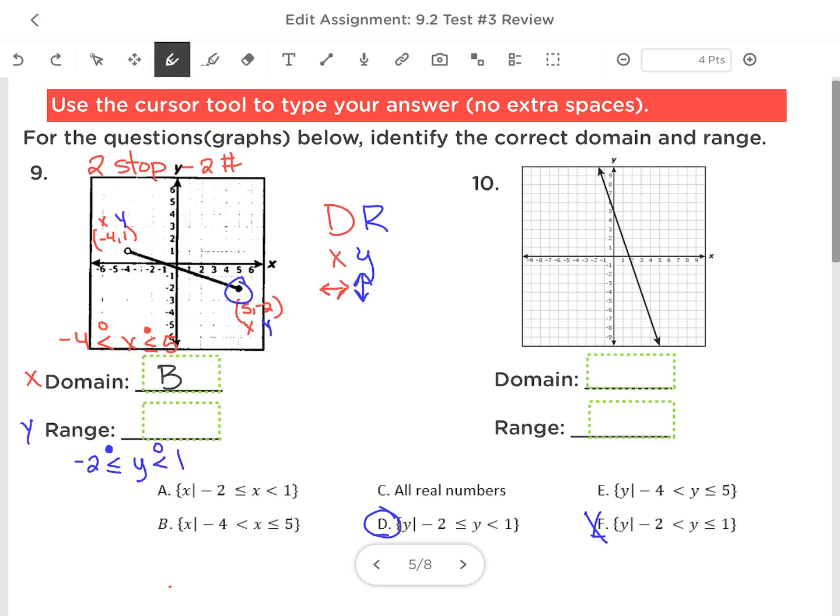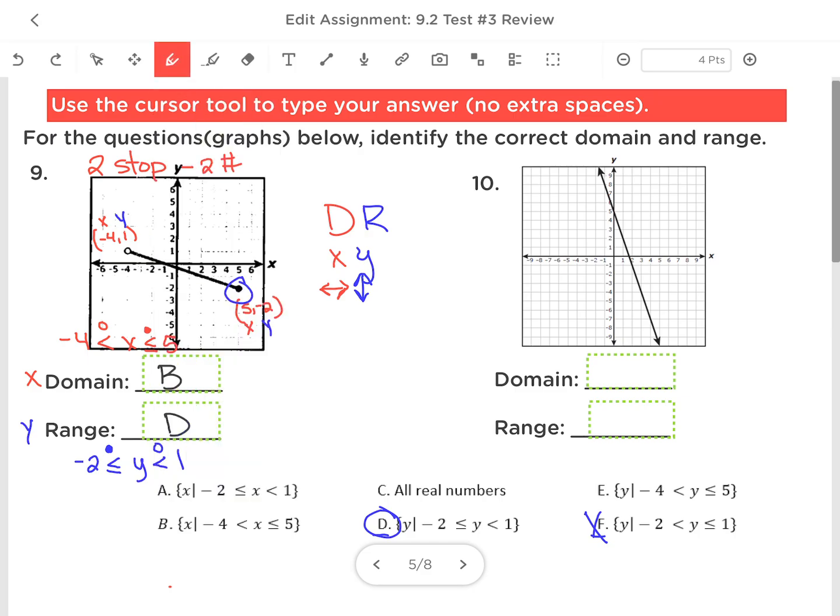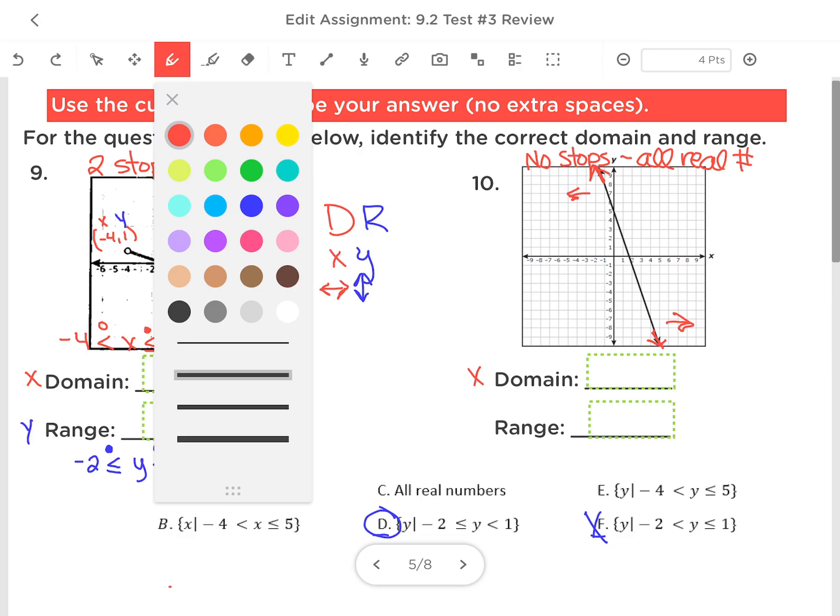Oops. Can't write the right letters. There we go. Okay, looking at number 10. This one has no stops, which means all real numbers. But I want you to see why. So again, from left to right for the domain, this is going to keep going to the left forever and ever, and it's going to keep going to the right forever and ever. So if it goes from negative infinity all the way to positive infinity, the only option we have is all real numbers, which is C.